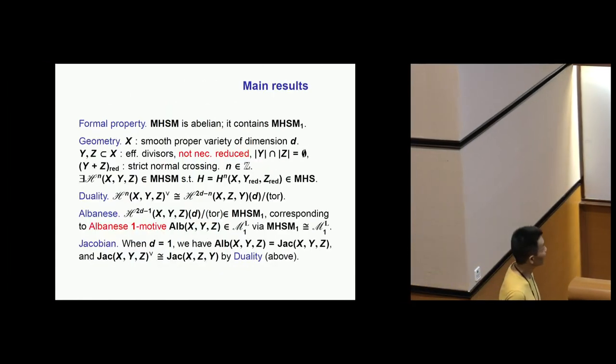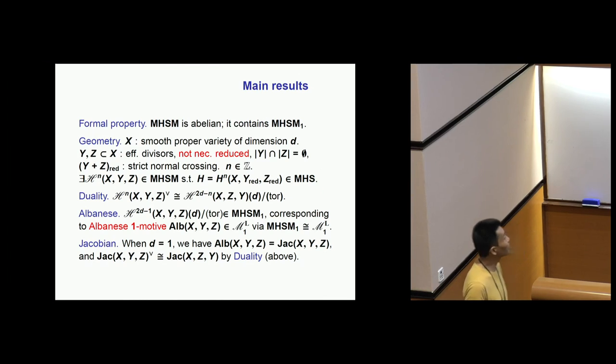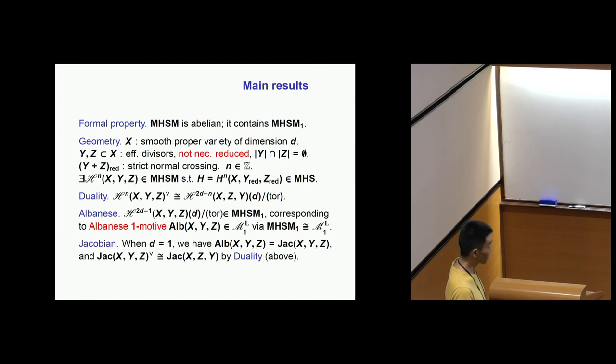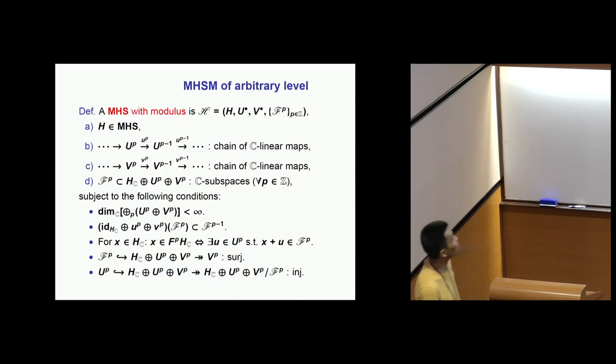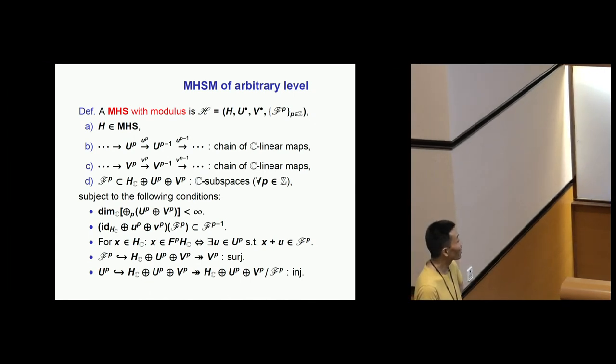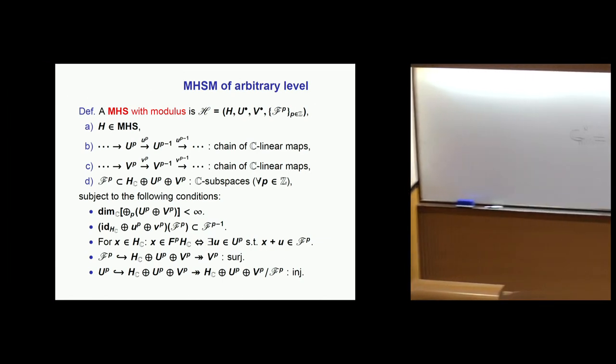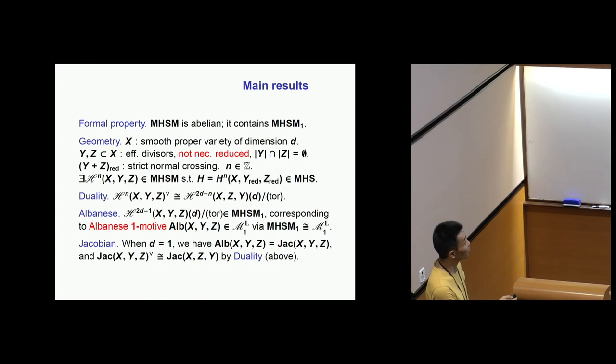Okay, now I can explain our main result in this general setting. The first thing is that our new category of mixed Hodge structures with modulus is abelian. And it contains the mixed Hodge structures of level one I introduced before. I'm sorry, I forgot to say: in the definition of MHS M1, we have only a single U and V, not a chain of vector spaces. So in this case, we put them in the degree zero part, and everything else is zero. So this way, we regard mixed Hodge structures with modulus of level one as objects in this category. So this is the meaning of this. It contains MHS M1.